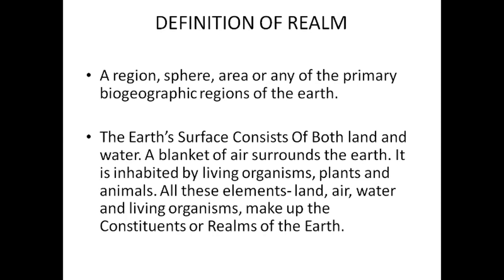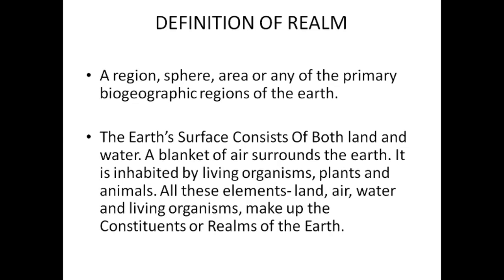The earth's surface consists of both land and water. I want to ask you a small question: what is Earth? Probably you'll answer that it is a planet. How many planets are there? Eight planets are there in the solar system. But the Earth is the only planet which has a source of life, where we see life existing on it. So the Earth is again divided into two parts. What are those? Both land and water.